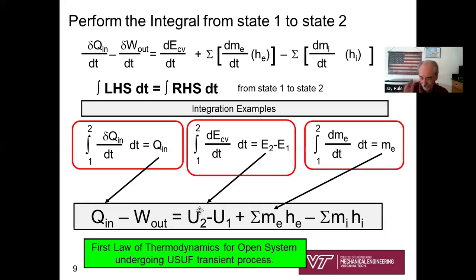We'll figure out how to figure out U2 minus U1, plus the sum of the masses that left times the enthalpy leaving at those pipes, minus the sum of the mass that's coming in times the enthalpy state in for those various pipes. This is the statement of the first law for an open system undergoing what I call a uniform state, uniform flow transient process.